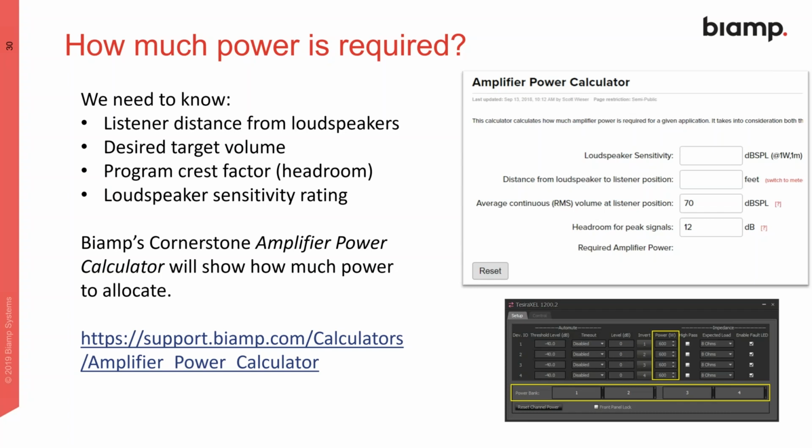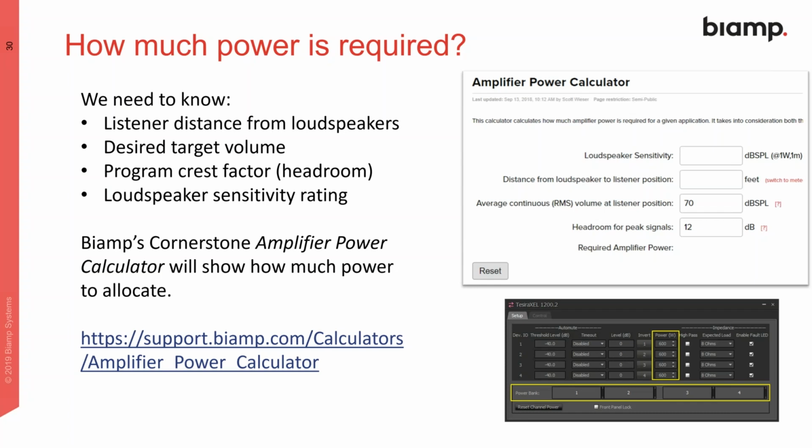Well, we need to know a few things about the site to do this. We're going to need to know how far the listeners are from the loudspeakers. Could be a conference room application or background music in a building where we're doing ceiling speakers and listeners are 5 or 6 feet from the speaker. It might be in a performance space where people are 30 feet away from the speakers, 50 feet away from the speakers.